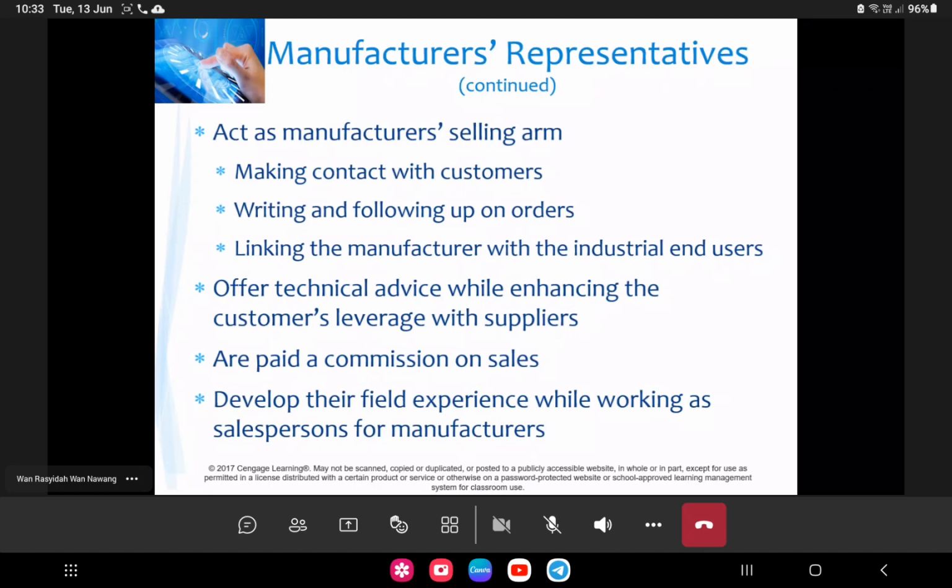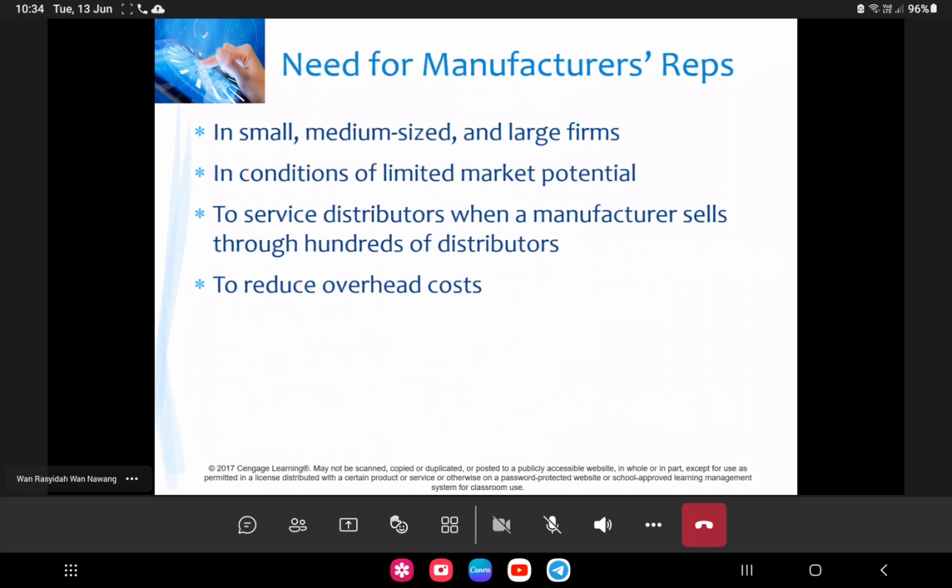Okay. Act as a manufacturer selling arm, offers technical advice, are paid a commission on sales, develop their field experience while working as salesperson for manufacturers. Basically, the role of the manufacturers ni is even bigger and larger because in size pun manufacturers is bigger than the distributors. Jadi the functions dia tu lebih besar lah as compared to the distributor tadi. Need for manufacturers representative. Sometimes because the manufacturers serving a larger market, they also require a representative for them.